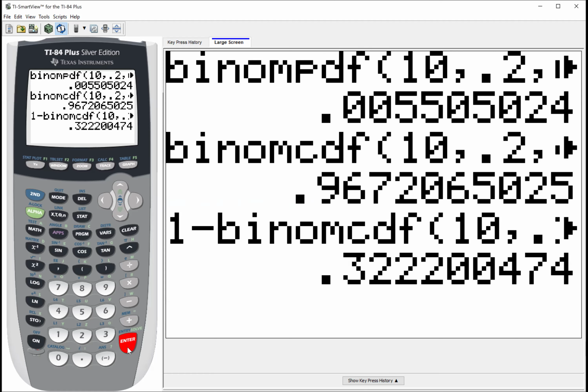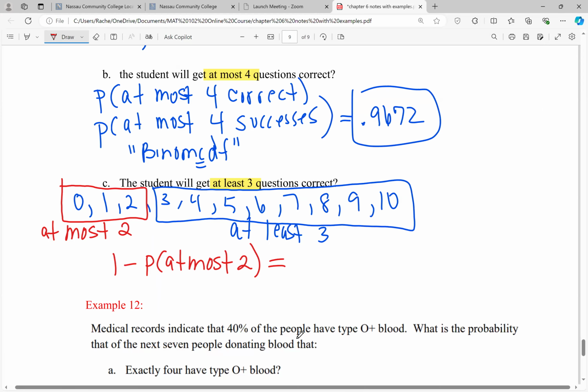And we get about 0.3222 for the answer. So 1 minus the probability of at most 2 correct is going to leave us with at least 3 correct. So we just had to manipulate our function a little bit, our CDF function. So this is going to be 0.3222.